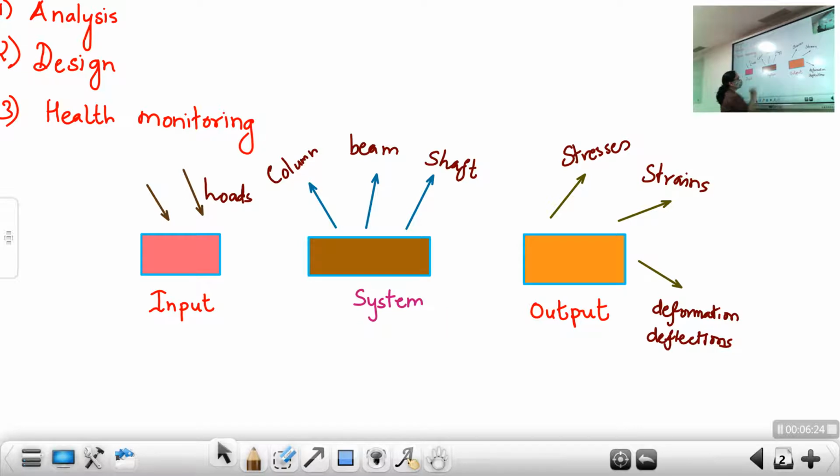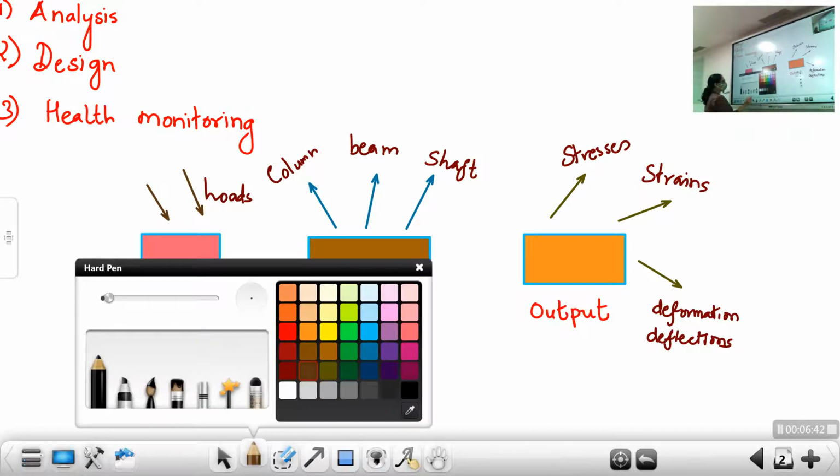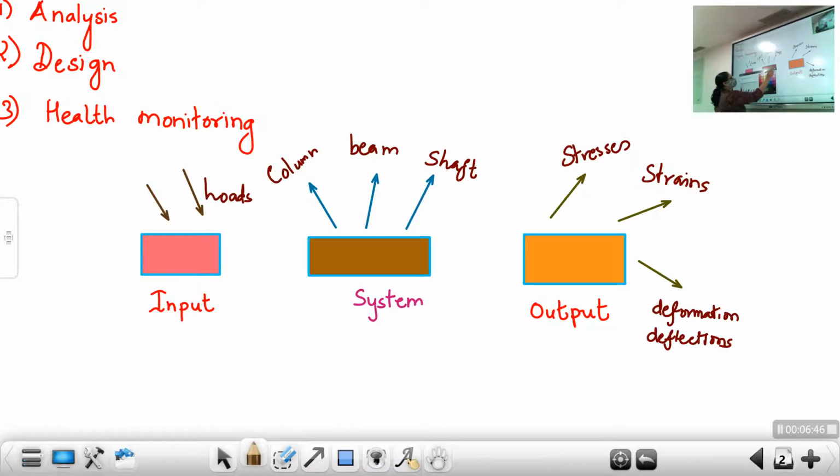The system is given to you. You will also be given the inputs, the loads on the system. What you have to do here is just find the outputs. I'll give you one example to understand this.